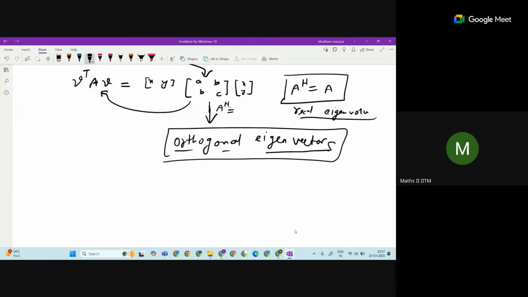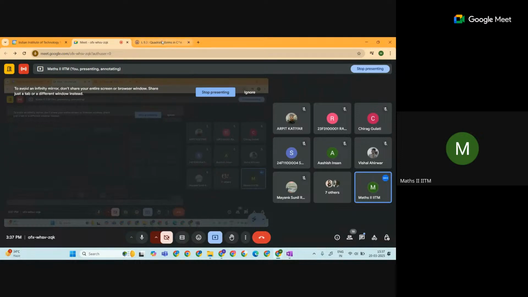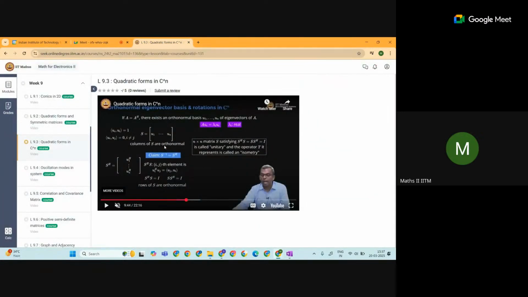So the Hermitian matrix property is that it has real eigenvalues, even if the entries are complex. The eigenvalues are going to be real, and the eigenvectors are going to be orthogonal. This is a property of a Hermitian matrix. So here the professor is telling us this.